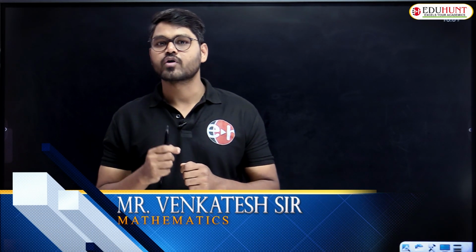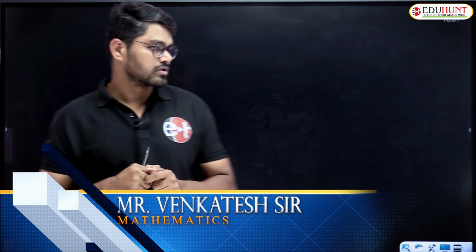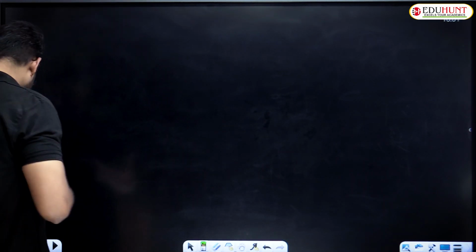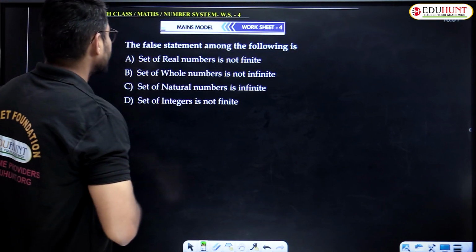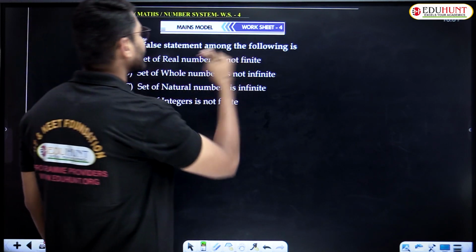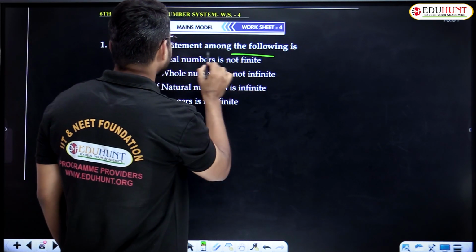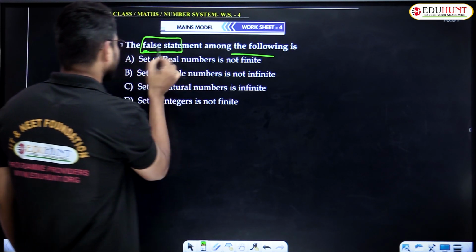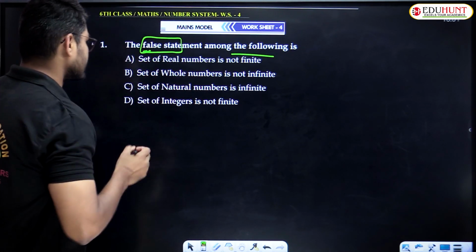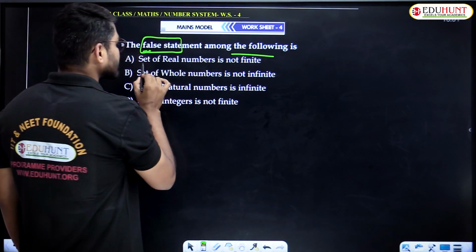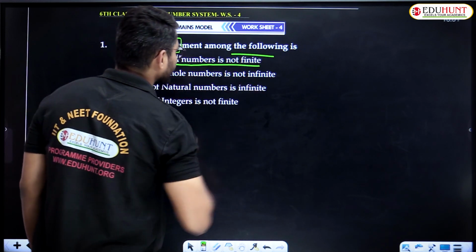In the previous session we have discussed the concept, and now we are going to discuss some questions from worksheet 4. The very first question is: the false statement among the following is. Here the question is about the false statement. What is the false statement among these? First option is: the set of real numbers is not finite.